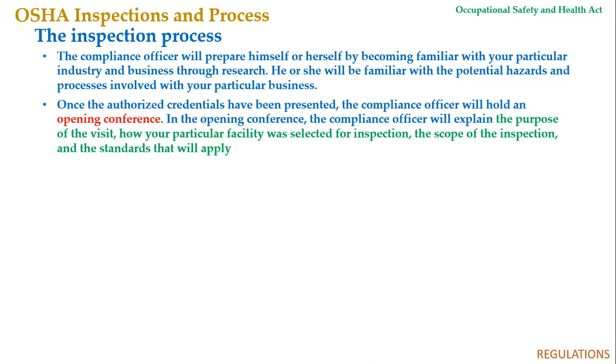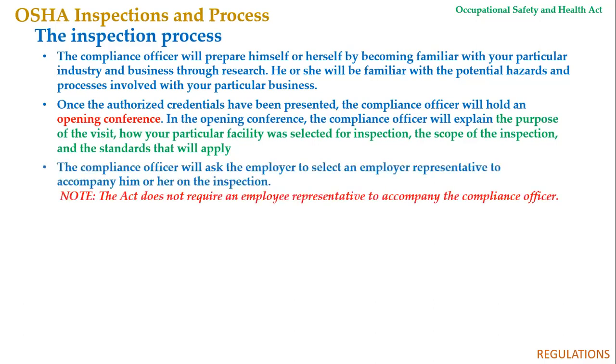the compliance officer will hold an opening conference. In the opening conference, the compliance officer will explain the purpose of the visit, how your particular facility was selected for inspection, the scope of inspection, and the standards that will apply. The compliance officer will ask the employer to select an employer representative to accompany him or her on the inspection. The Act does not require an employee representative to accompany the compliance officer.